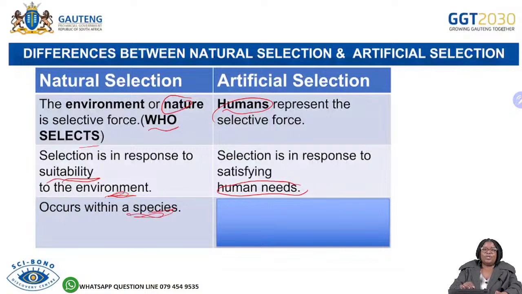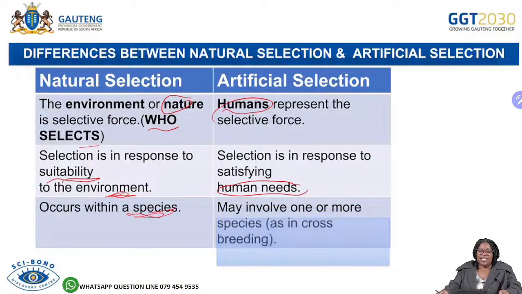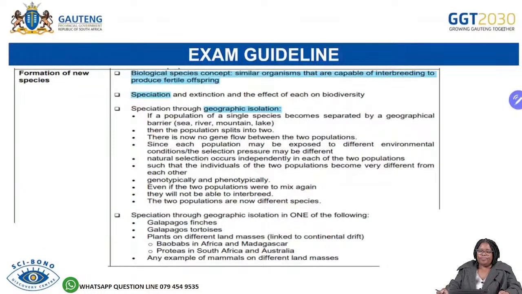And then the last difference there, it occurs within species. So natural selection occurs within species. What about artificial selection? Artificial selection may involve one or more species, as in crossbreeding, for an example here.